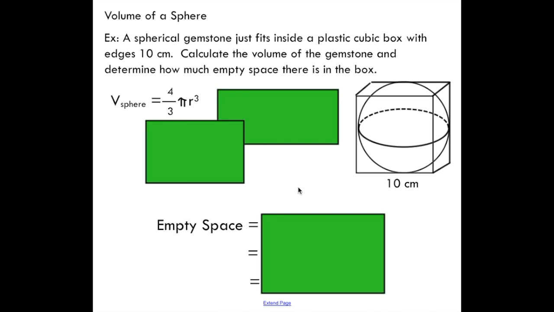Gross. All right, the volume of a sphere. This is kind of a difficult-ish example. We're being told that a spherical gemstone, so that's a spherical shape, just fits inside a plastic cubic box. Here's a nice diagram for you. And the edges of that box are 10 centimeters in length. We're being asked to calculate the volume of the gemstone, so that's the sphere, and determine how much empty space there is in the box.